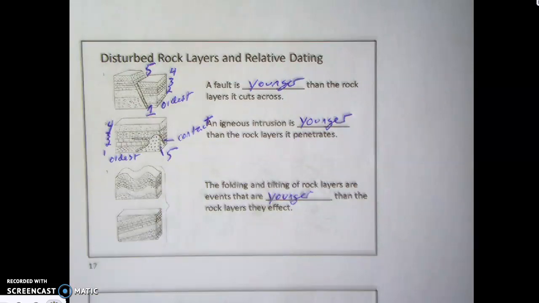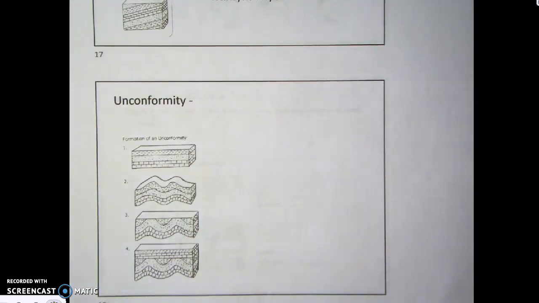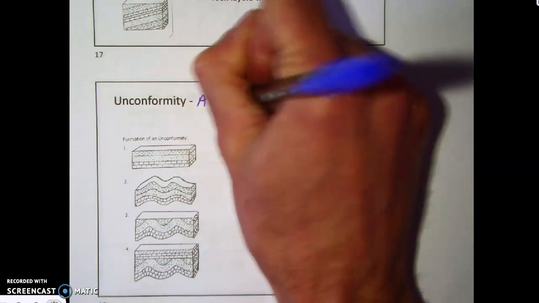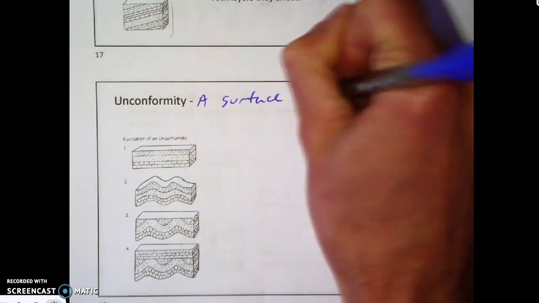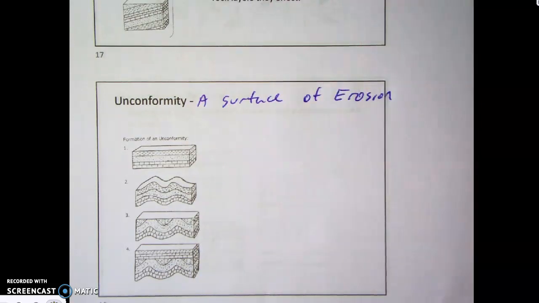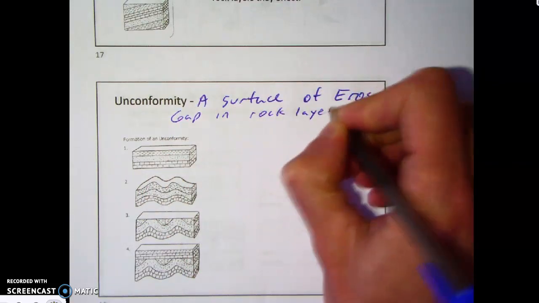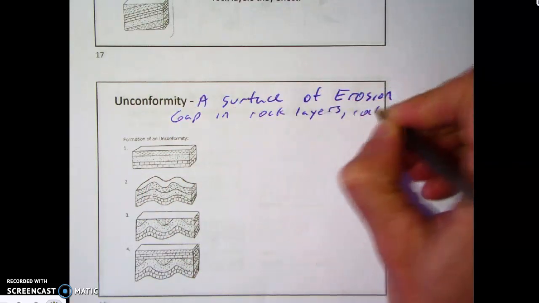Now there's something else in geology called an unconformity. Kind of a funny word, unconformity. Well, to conform means to be like everything else. And in geology, an unconformity means, well, it's something different. An unconformity represents a surface of erosion. And we did a whole unit on weathering and erosion. This means that there's a gap in the rock layers. There's rock missing.